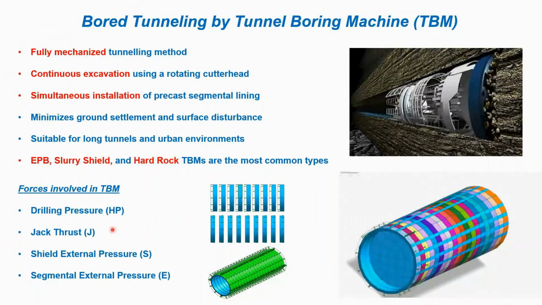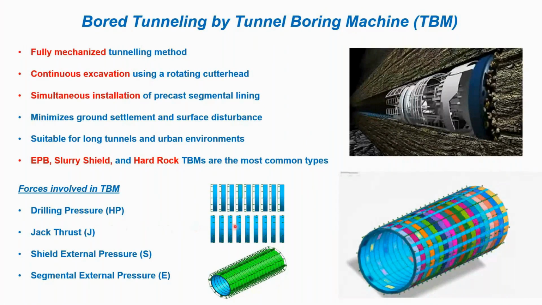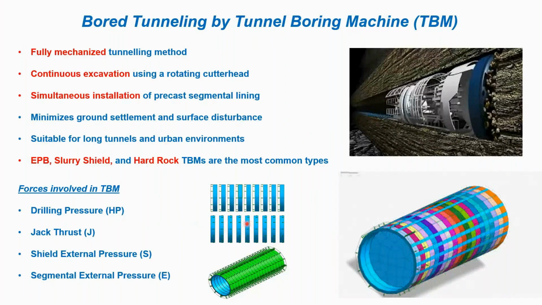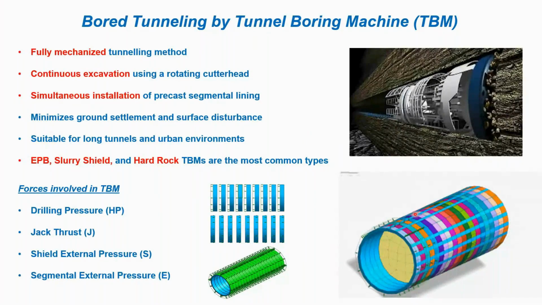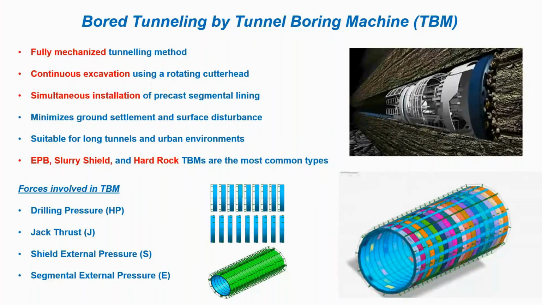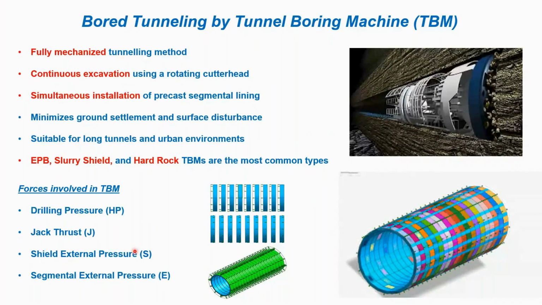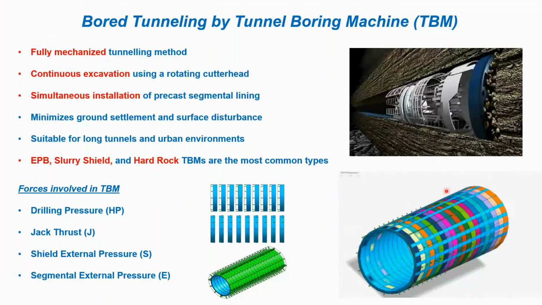The next one is the jack thrust, which is generated by hydraulic jacks pushing against the installed lining segments, and it propels the TBM forward and influences the stress transfer to the segmental linings. The other one is the shield external pressure, which is the contact pressure between the TBM shield and surrounding ground. And the last one is the segmental external pressure. This is the pressure acting on the installed segmental linings, and it includes the pressure from the soil surcharge and the groundwater effects.